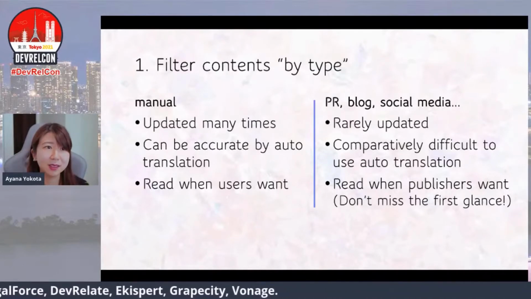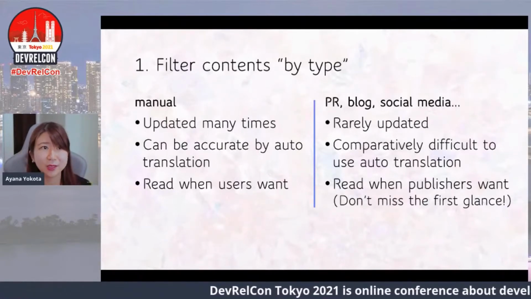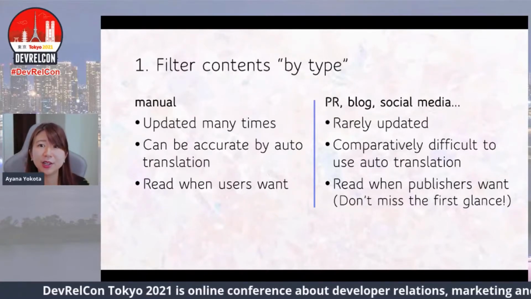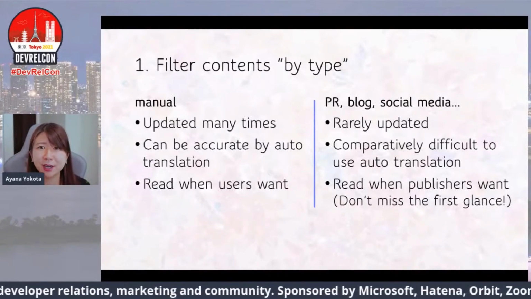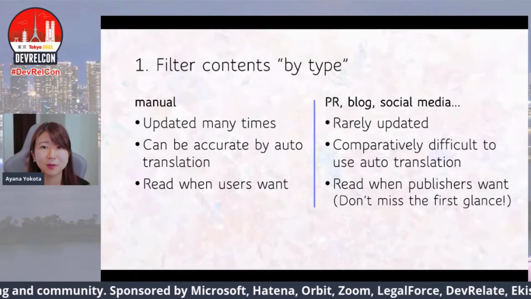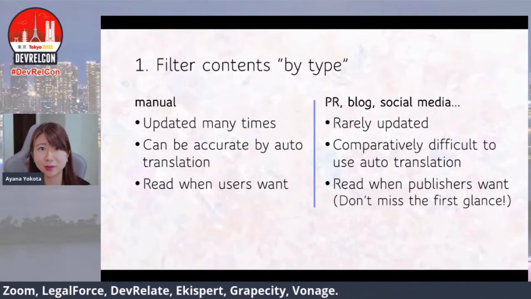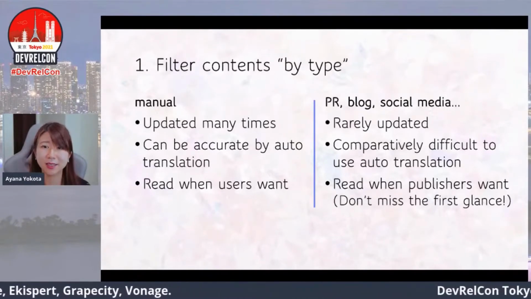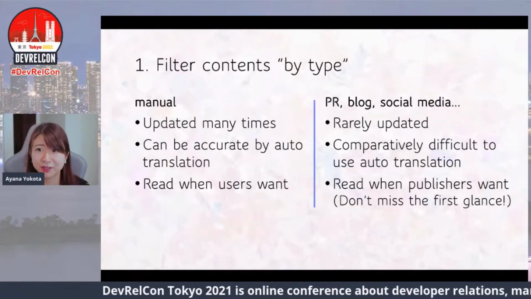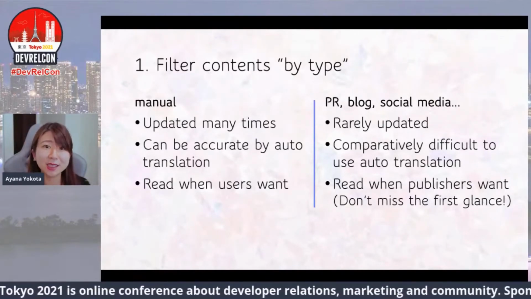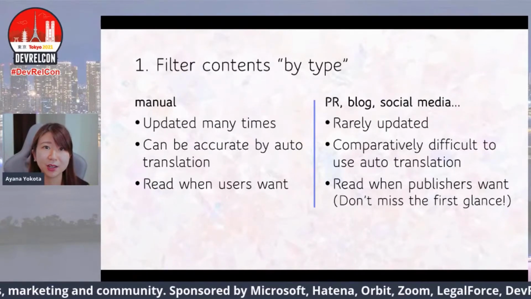Why? As compared in this slide, usually manuals have a lot of pages and they are updated so frequently. That's why it's very hard to keep them up to date. Also, they are written with simple expressions, right? For example, click here, press the button, choose from list, like that. There is no nuance, no tricky idioms, or no literary phrases, right? So it's easy to read, and automatic translation, like Google Translate, can work accurately.